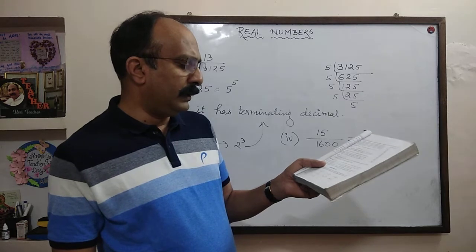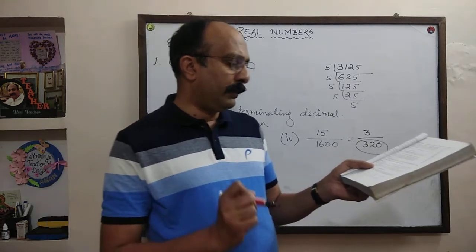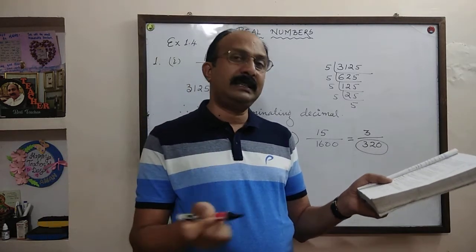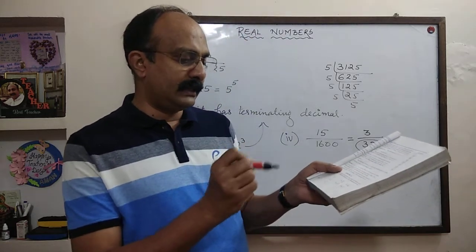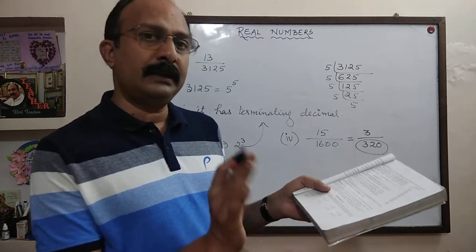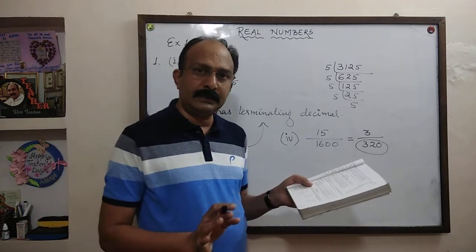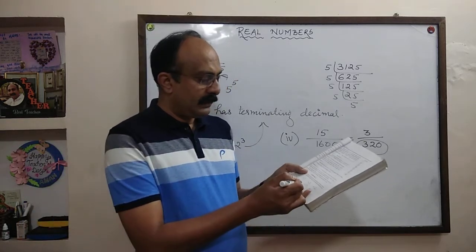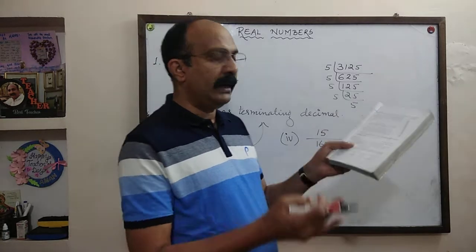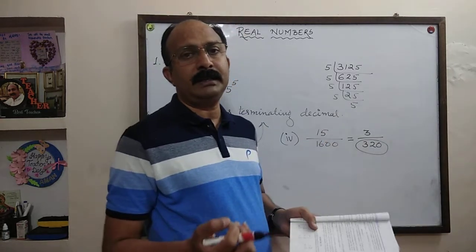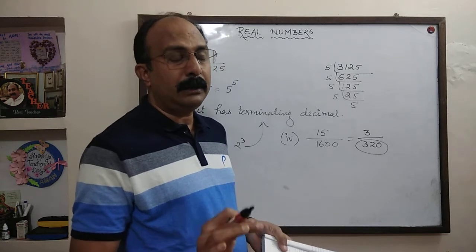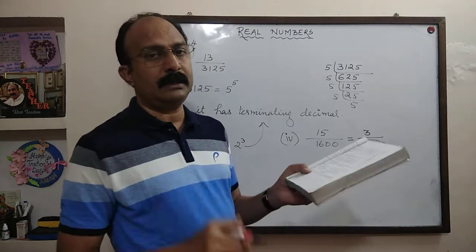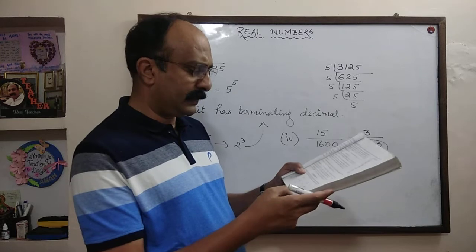Next one, 129 upon 2 power 2 into 5 power 7 into 7 power 5. 129 has no factors of 2, 5 and 7. So, it is already in the standard form, coprime. Denominator has 2s, 5s and 7. Therefore, the answer is, it has non-terminating recurring decimal. Non-terminating repeating decimal.